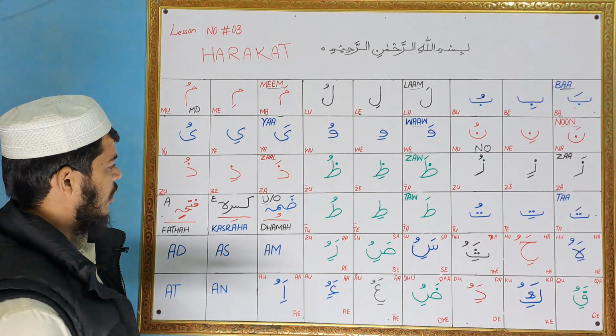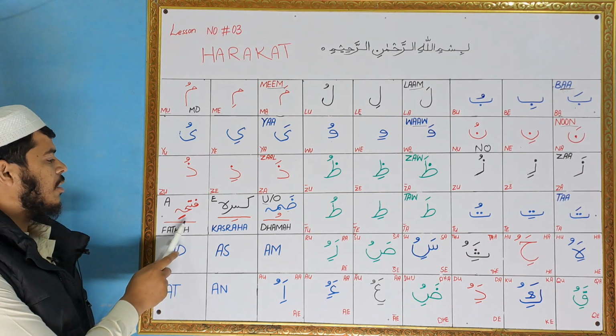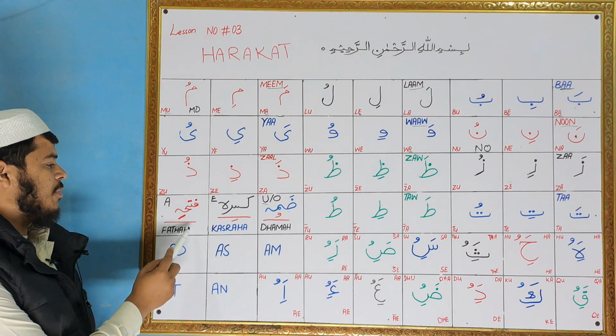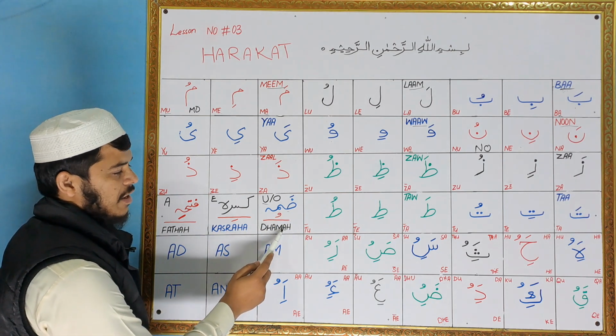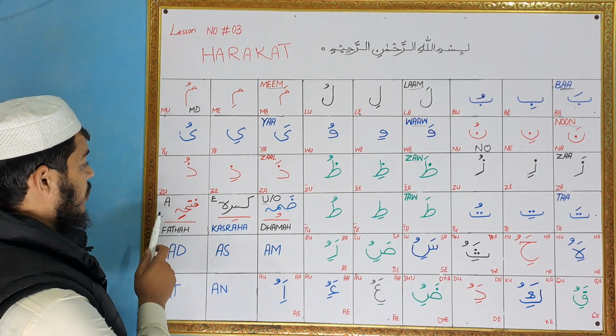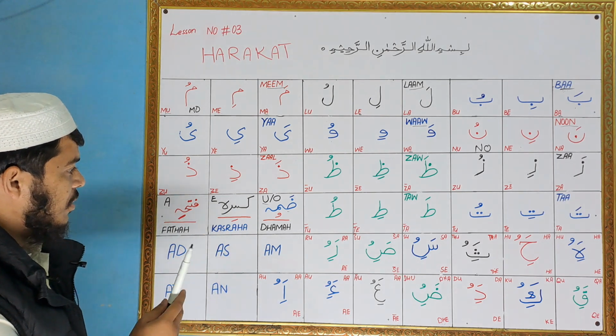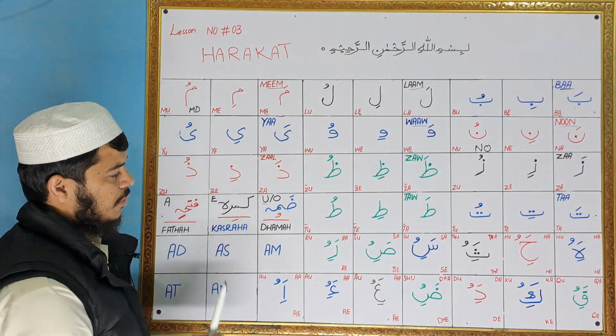And one more thing, in Urdu we call fatha zabar, kasra zair, and dhamma pesh. Many people remember it like that, zabar, zair and pesh, but in Arabic we call it fatha, kasra and dhamma.